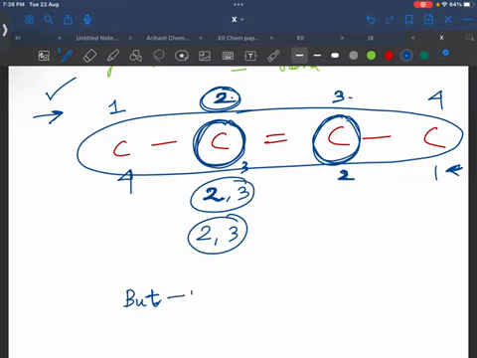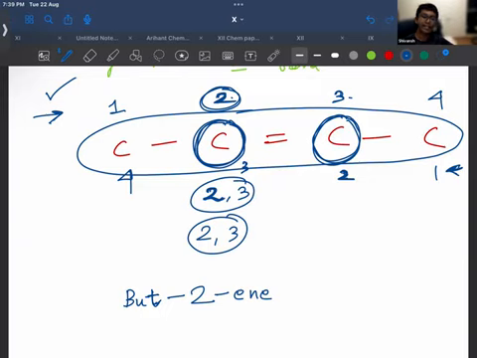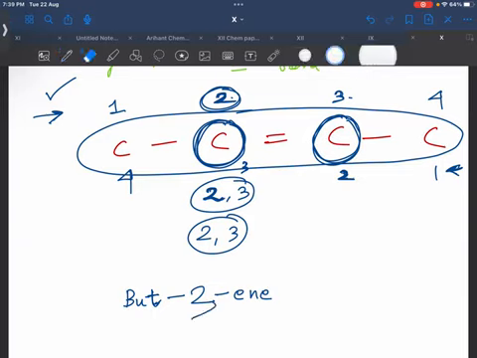So but-2-ene. We did this last class. So this is but-2-ene. We have to take the smaller number out of 2 and 3; it's not but-3-ene, okay? Be careful, it's but-2-ene. Do this.